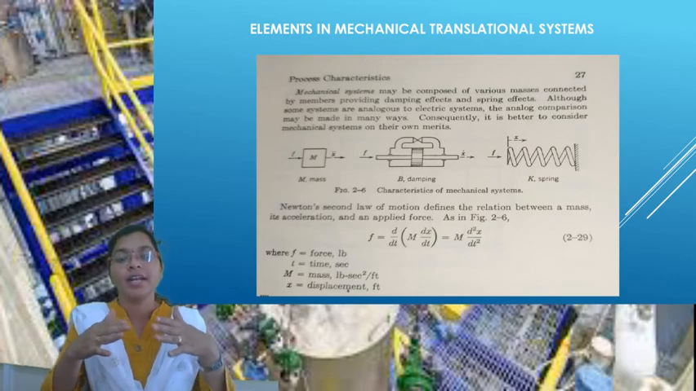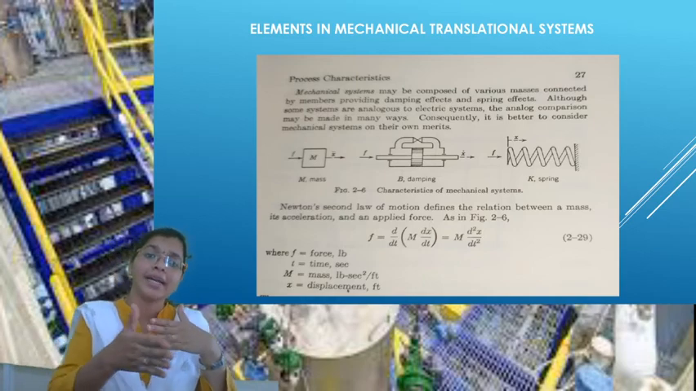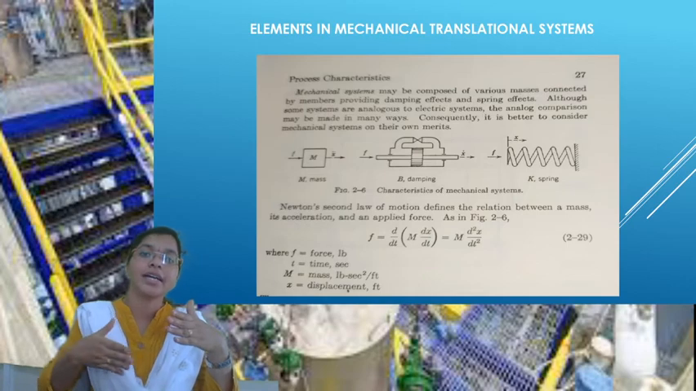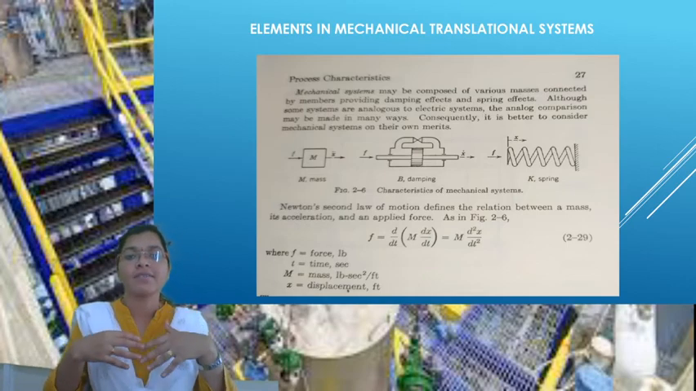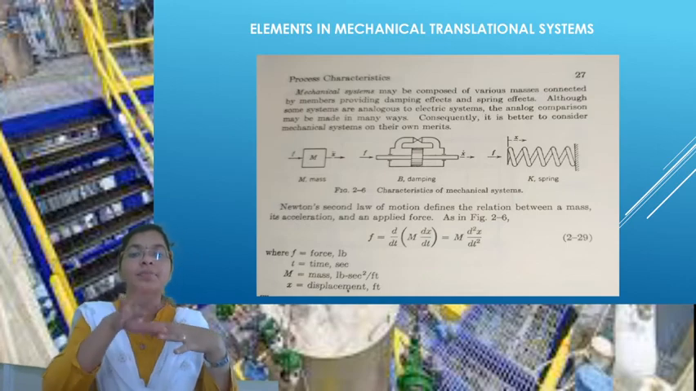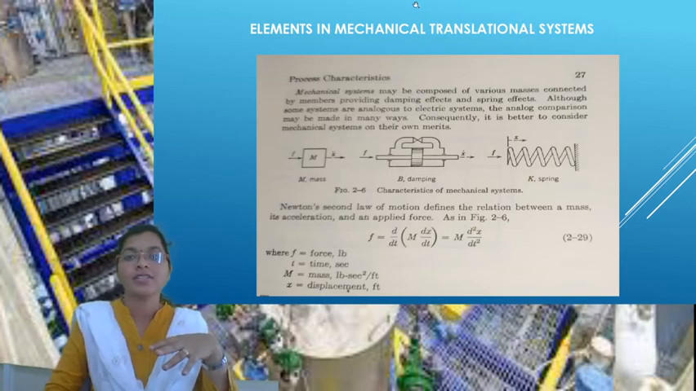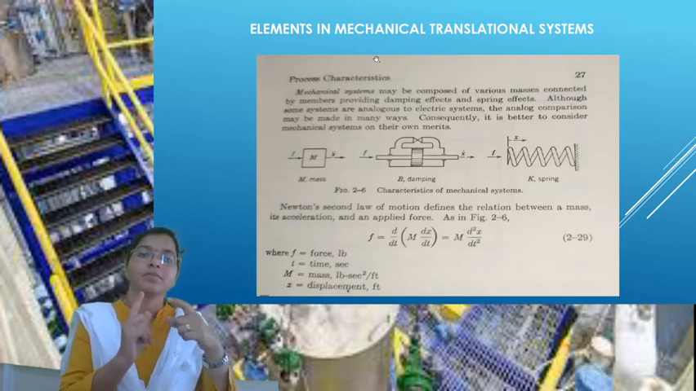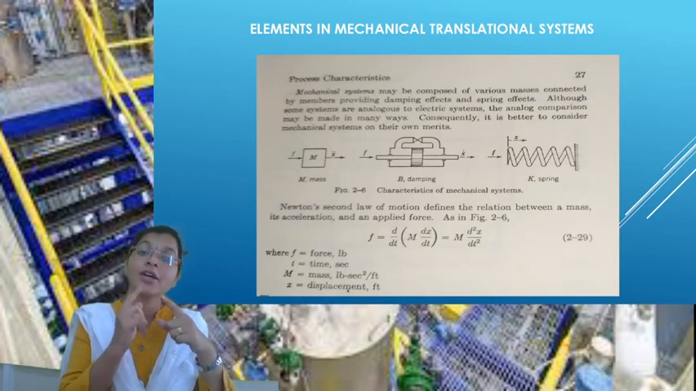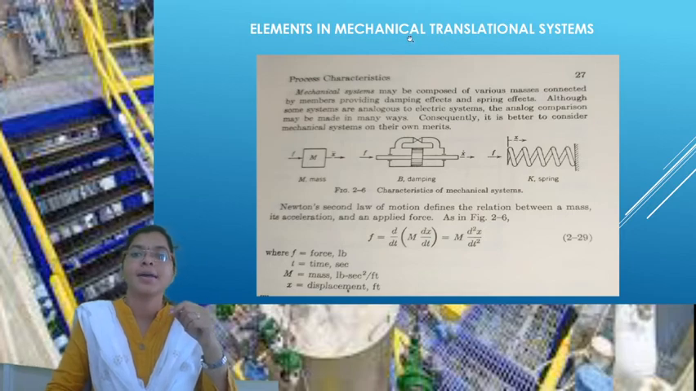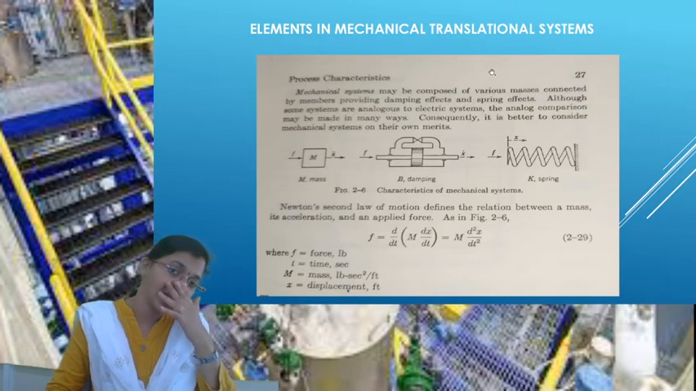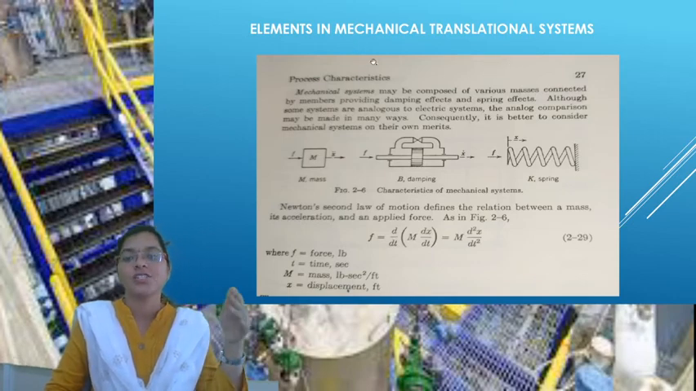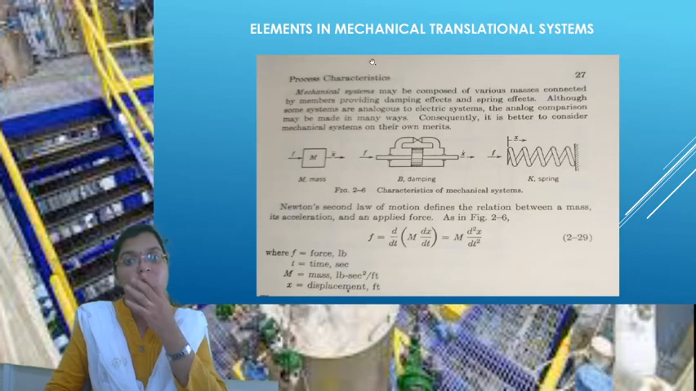Any device or any particular system that is moving in a linear direction, any device having some movement in a linear direction, is called a mechanical translational system. If a system is moving in a rotating manner, then that is called a mechanical rotational system. Rotational and translational all come under your control systems subject.